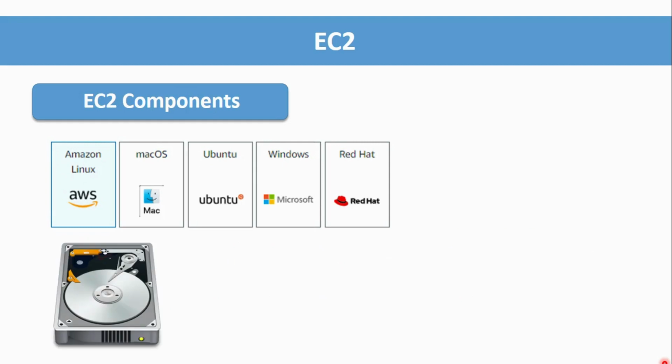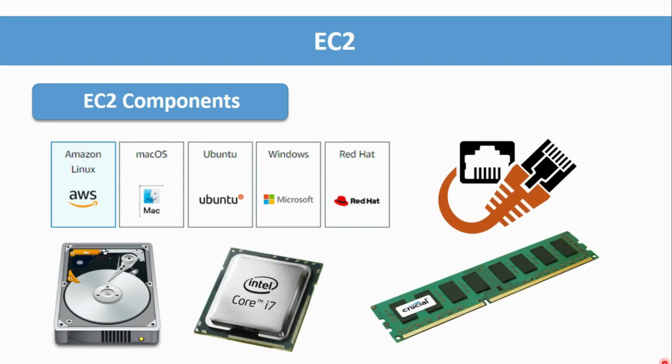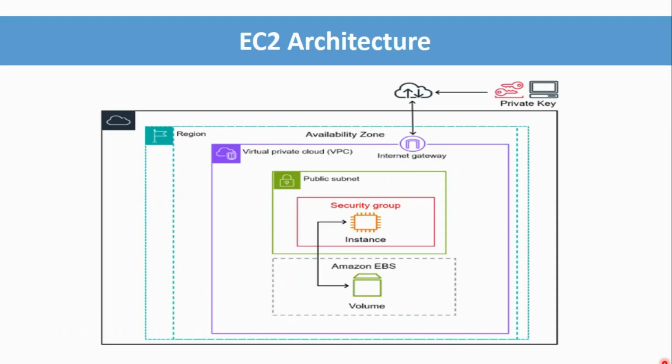If you look at the EC2 components we already discussed, you can see here the operating system, hard drive, CPU, network card and your memory. If you look at the EC2 architecture, in the AWS account there is a main thing like a region. Inside that you can see the VPC, virtual private cloud, which is the network part. In that you have one public subnet, and in that public subnet you have launched one EC2 instance with an attached security group. A security group is a virtual firewall that is used for controlling the traffic. This instance has an EBS volume attached, which is Amazon EBS. To log in to this EC2 instance, you can use a private key. So this is the EC2 instance architecture.